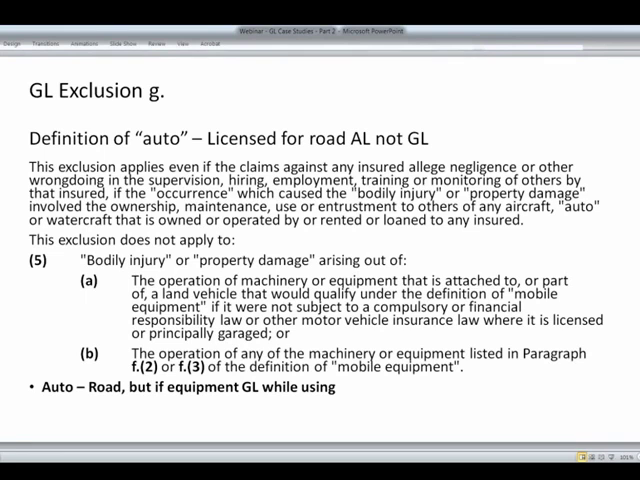So let's say this previous employer, who has a general liability policy, fails to report this. The new employer goes ahead and hires the driver.